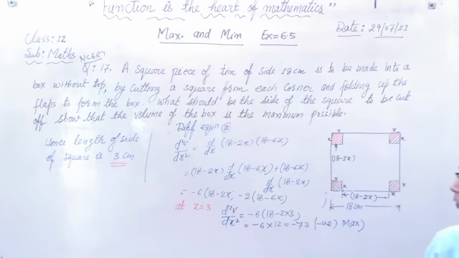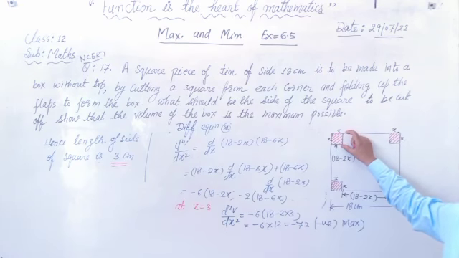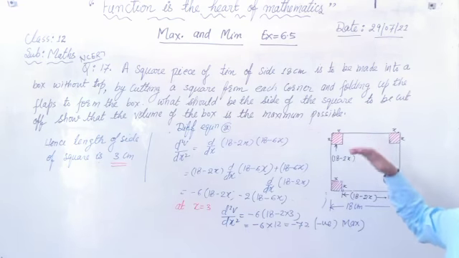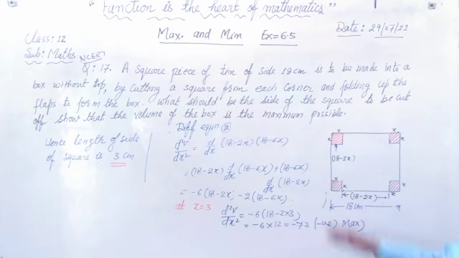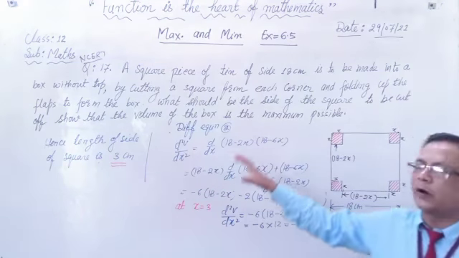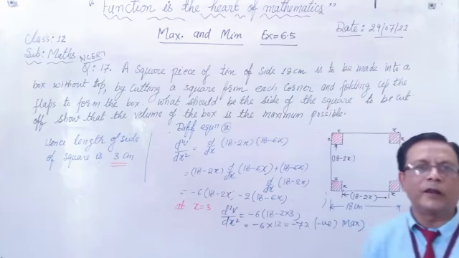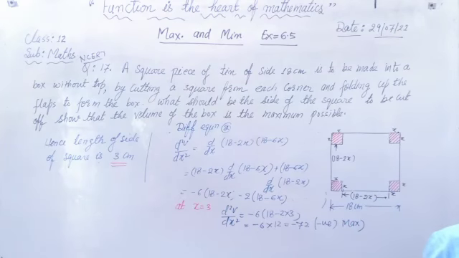So note down, the length of the side of the square becomes the height. Remember this. And here in length we subtract double of the side, in breadth we also subtract double of the side. Then we apply the formula of the volume and find whether it is maxima or minima. So note down.